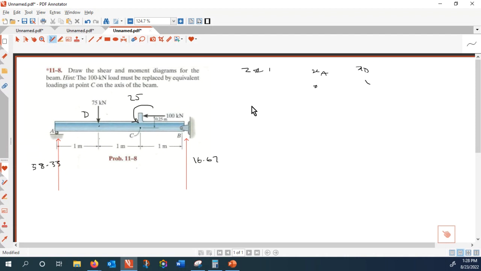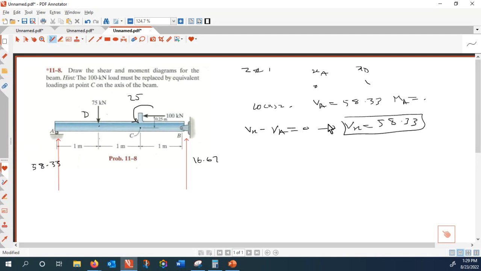Okay, in the first zone, what is W of x? 0. W of x is 0. And what is V of A? Yes, that is 58.33. And what is M of A? 0. Okay, now we are ready to start solving. That is V of x minus V of A is equal to 0. Therefore, V of x is equal to 58.33. It doesn't change in the first zone.